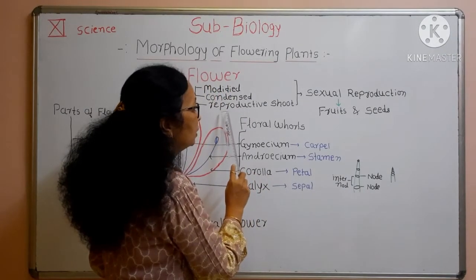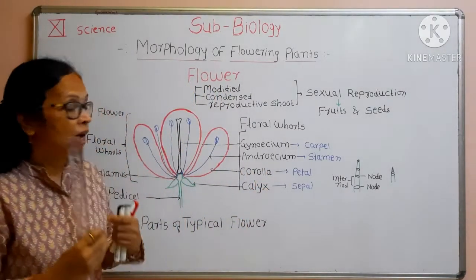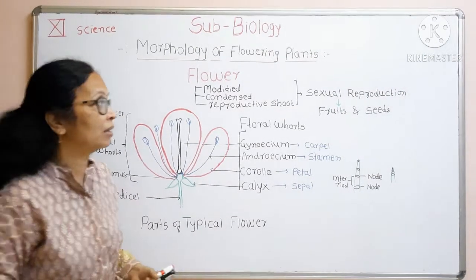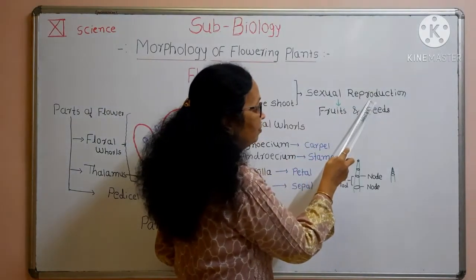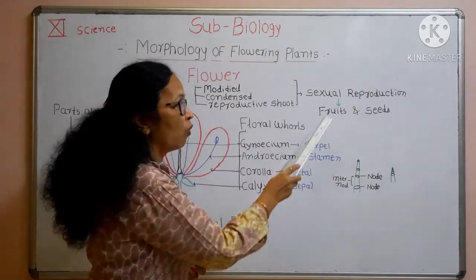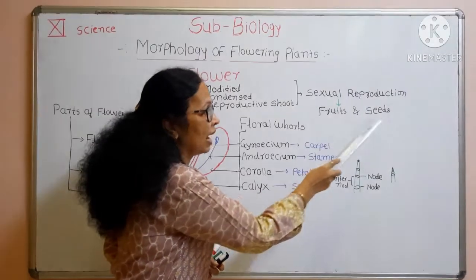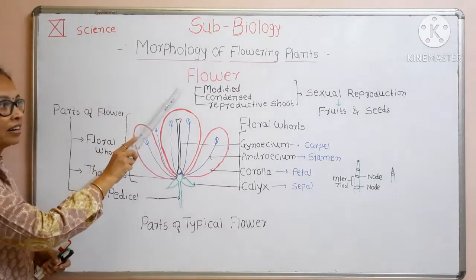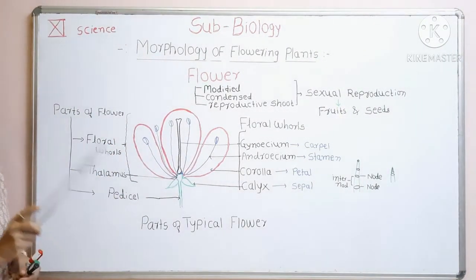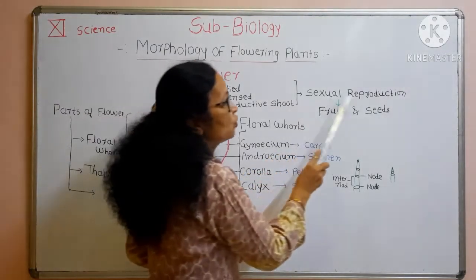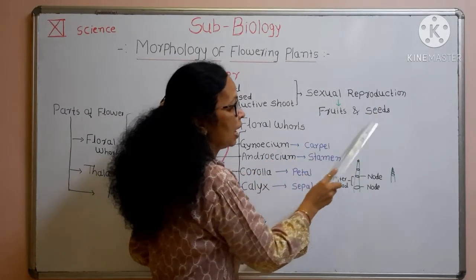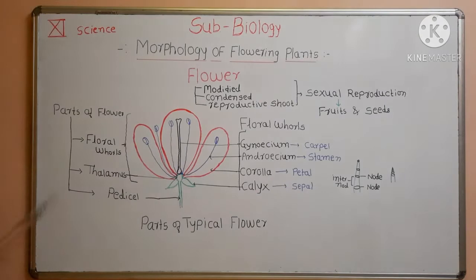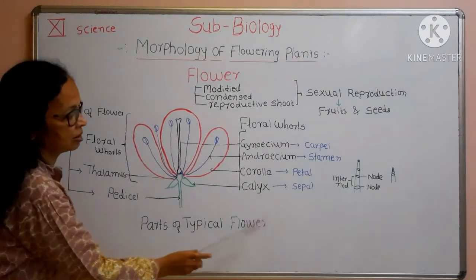For what? It is a reproductive shoot, means that helpful for the process of reproduction. So here reproduction is taking place by the method of sexual reproduction. And for what? Producing the fruits and seeds. Okay, so definition of the flower is modified, condensed, reproductive shoot with limited growth for sexual reproduction for producing the fruits and the seed. Then we turn towards the parts of typical flowers.